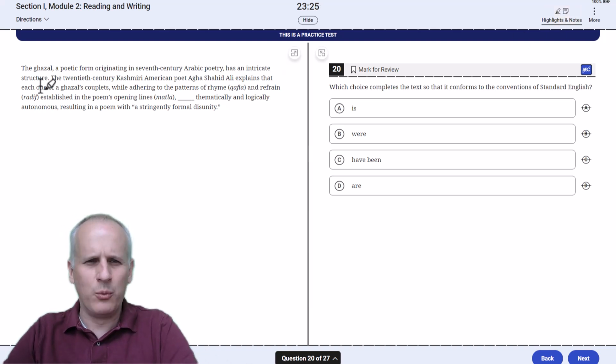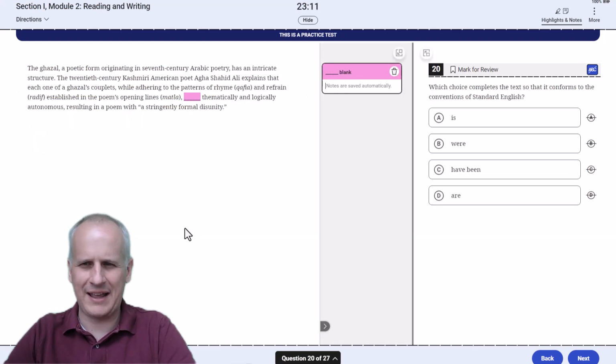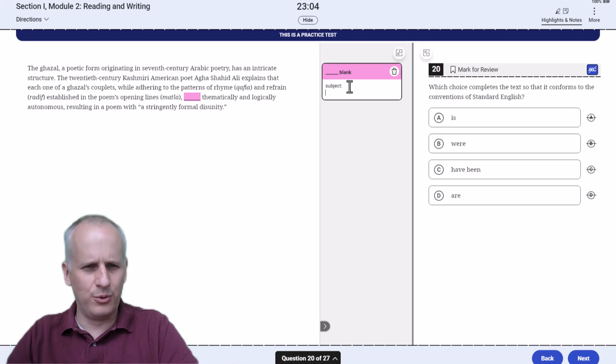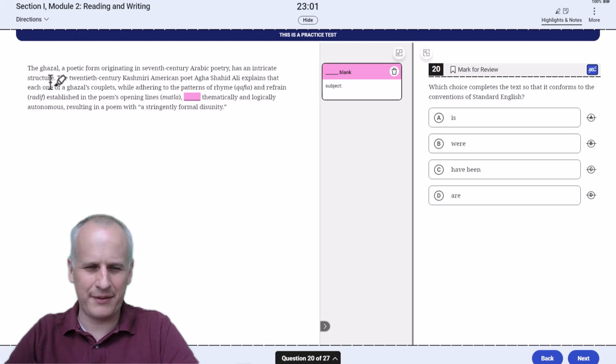So once more, we have a little blank and we've got very simple verb changes. So when this happens, you can actually, in most cases, ignore any sentences that aren't pertaining to this blank. So what I'm going to do is I'm going to just open up those notes again, and we see that we've got verb tenses, so I just need to find the subject for whatever verb is going to come here. So we'll read from just the top of this second sentence because we don't really care about the opening sentence. The 20th century Kashmiri American poet ASA, again, we're just going to make it initials so that we're not struggling to pronounce if we're not familiar with how to do it, explains that each one of the ghazal's couplets, while adhering to the patterns of rhyme and refrain established in the poem's opening lines, blank, thematically and logically autonomous, resulting in a poem with a stringently formal disunity.